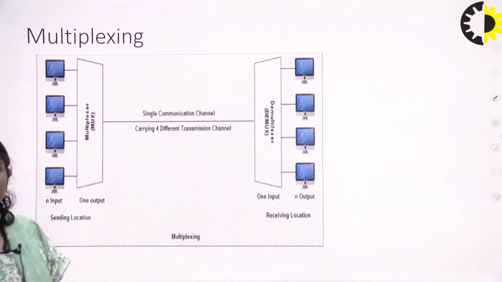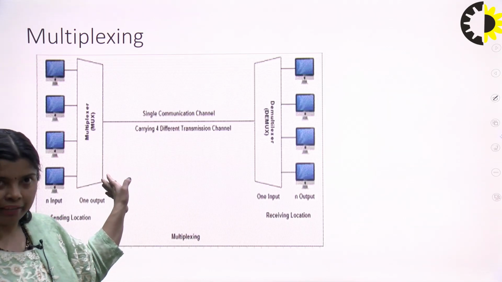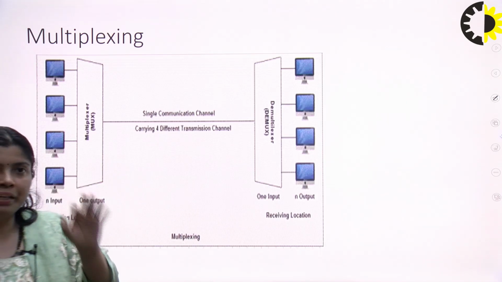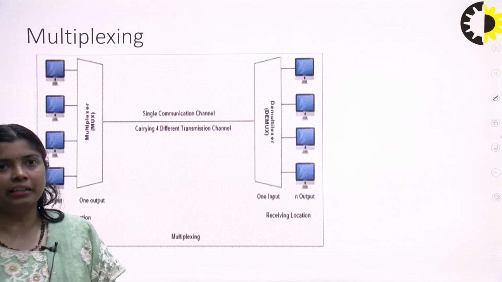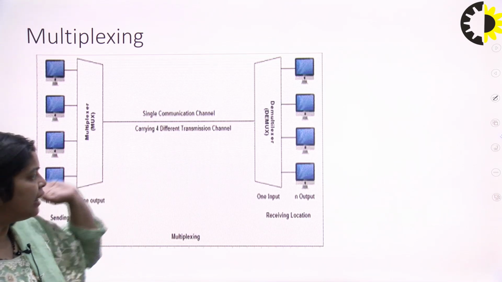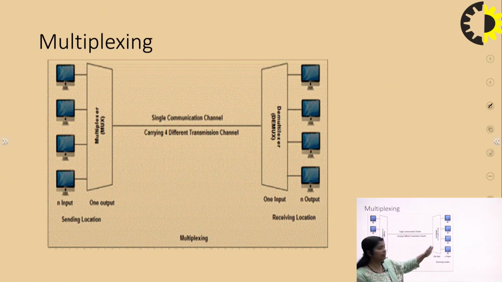In the multiplexing technique, hardware devices are used as a multiplexer. The main work of the multiplexer is that there are multiple inputs and a single output. At the receiver end, we use demultiplexing. In demultiplexing, a demultiplexer hardware is used with a single input line and multiple output lines.